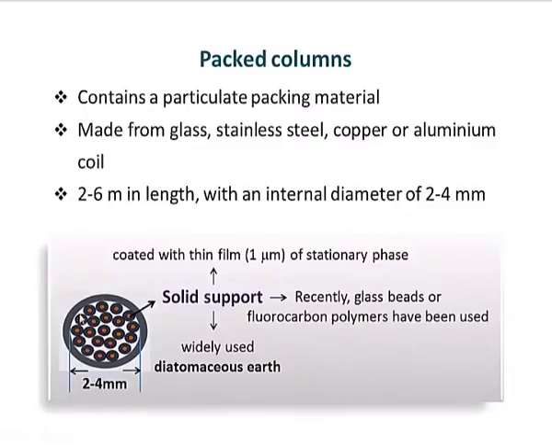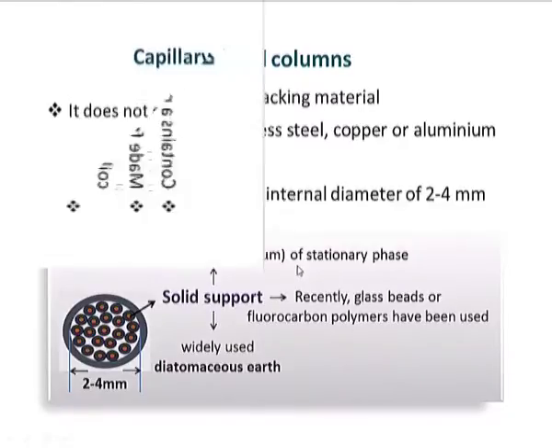Now, this is one image where you could see one such packed column. In this column one could see the solid support, and as I said, the solid support could be diatomaceous earth, or sometimes glass beads, which have been a recent addition to the kinds of solid support one could have. And then this solid support, as you could see, is coated with a thin film of stationary phase. This bonding with a stationary phase, or thin films of stationary phase, we have already seen.